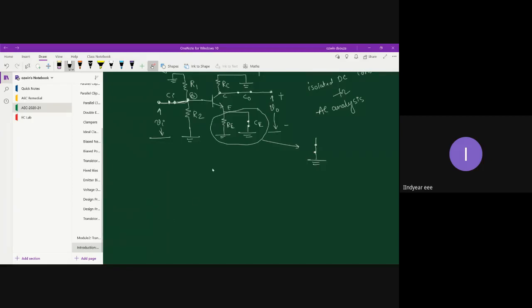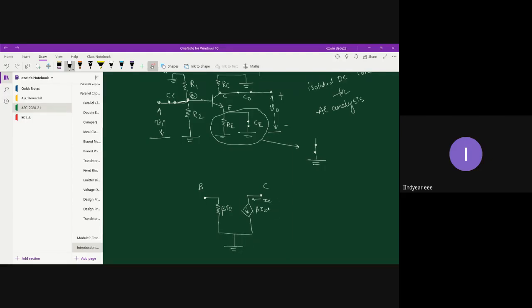Taking that into consideration, let me redraw the re model for the voltage divider bias amplifier. Here is my base terminal. Let me insert the re model component first. This is my beta re. And on the output side, I have my collector terminal. I'm going to represent the controlled current source, beta IB, which is nothing but IC. That is also grounded.